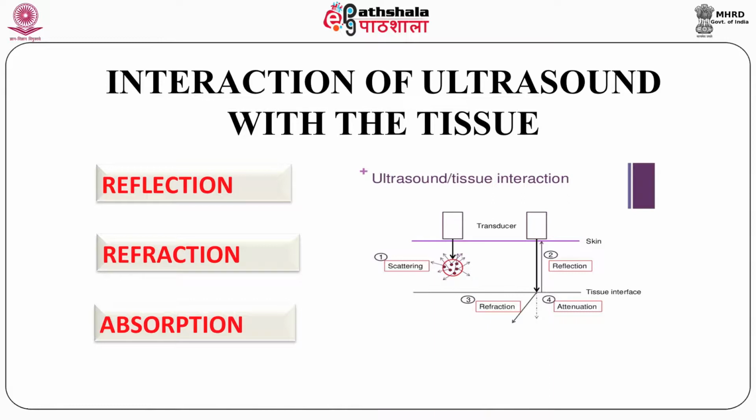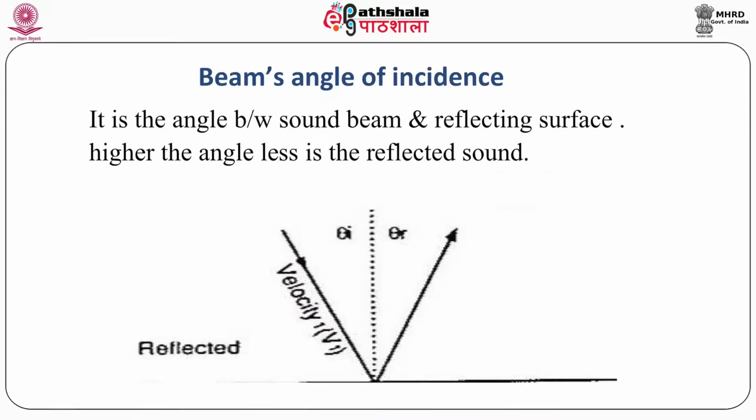As sound wave passes from one tissue plane to another, the amount of reflection is determined by the difference in acoustic impedance between the two tissues. Greater the difference, greater the percentage of reflection. As you can see in this figure, the sound wave is coming over here, and a portion of the sound wave is reflected back, which is called an echo. Now the angle of incidence, as in this figure: the higher the angle of incidence, the less the amount of reflected sound waves.